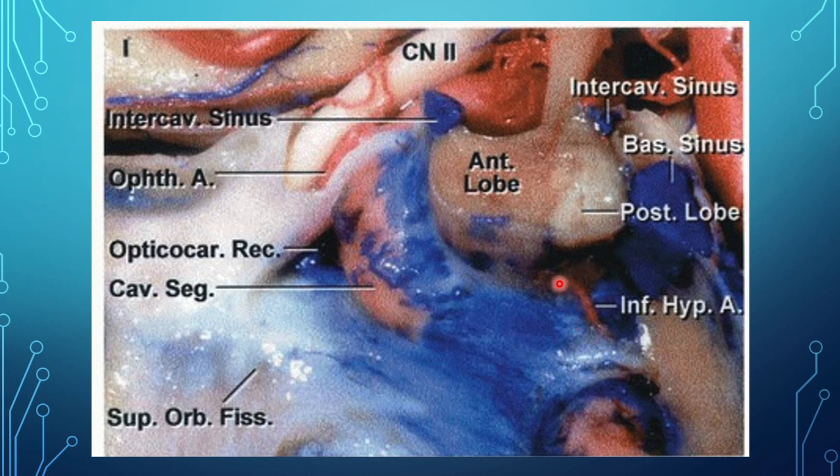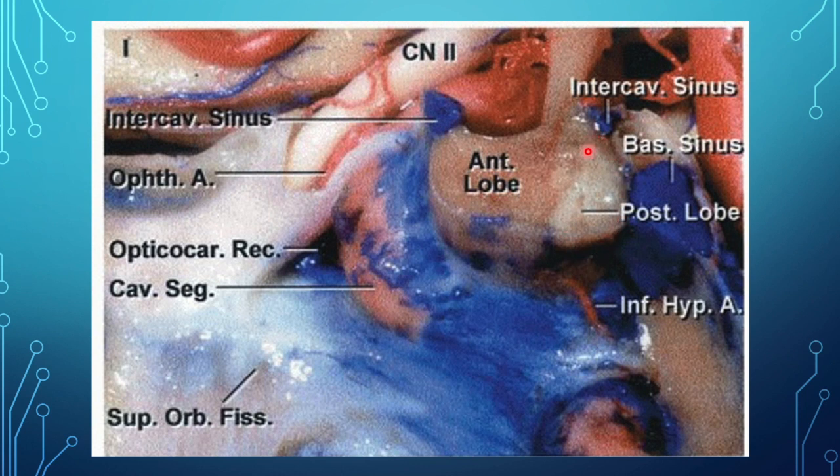You can see the intercavernous sinus here that runs from one side of the pituitary gland to the other. You can also see this big red structure. This is the cavernous segment of the ICA. These are the second cranial nerves, the optic nerves. This is the pituitary stalk. This is the anterior pituitary lobe. This is the posterior pituitary lobe.